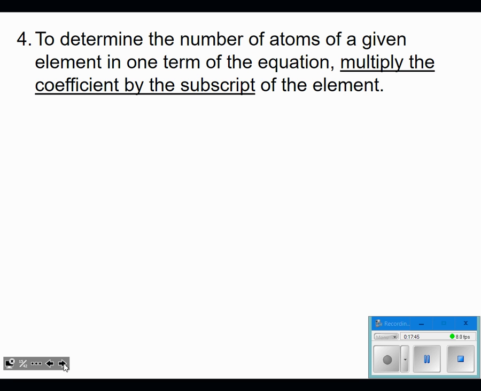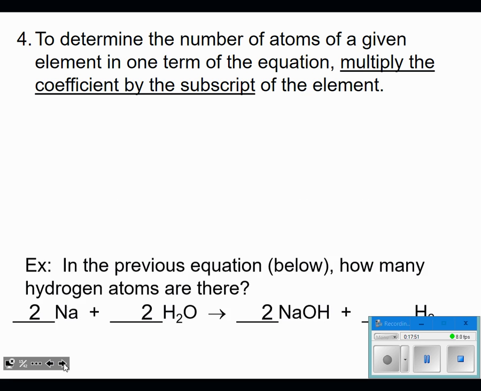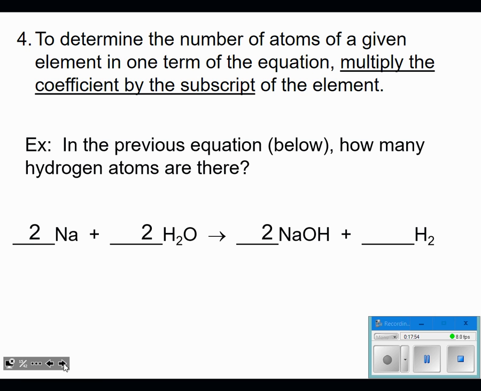So to determine the number of atoms of a given element in one term of the equation, you multiply the coefficient by the subscript of the element. So in our previous equation, how many hydrogen atoms are there? We take the 2 coefficient and multiply it by the subscript of 2 on the hydrogen. 2 times 2 is 4. When we come over here, we say 2 times the 1 of the subscript in the NaOH formula. So that's 2, because 2 times 1 is 2. And then we have another 2 over here as a subscript. So that would be 2 plus 2, which also equals 4.